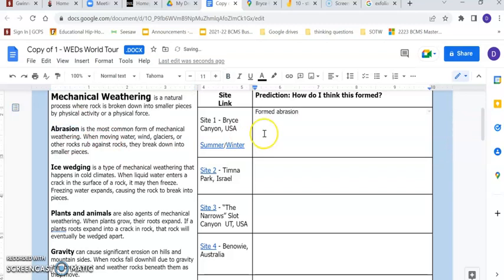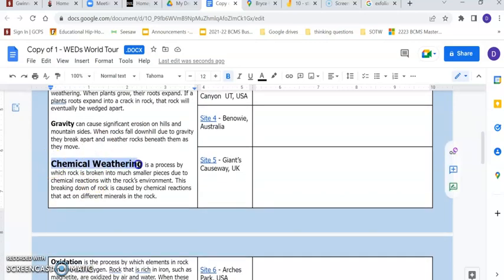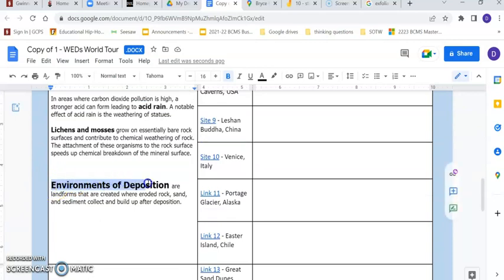Once you go through your world tour, see if you can tell which form of weathering caused each thing. Some of them won't be caused by any of these. You'll see some that look like something else, and that's just because we haven't done them yet. Some are caused by chemical weathering, which we haven't talked about yet. Some are environments of deposition, which we have. So we're going to do that as well.